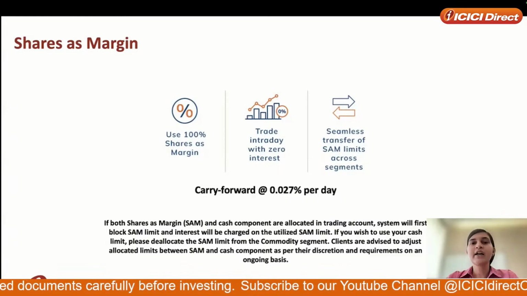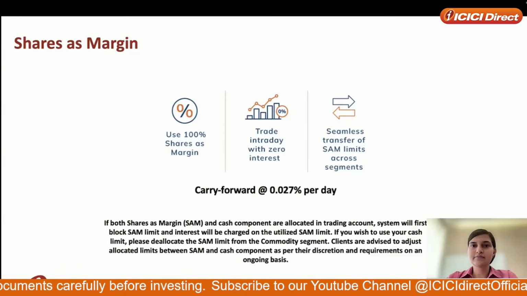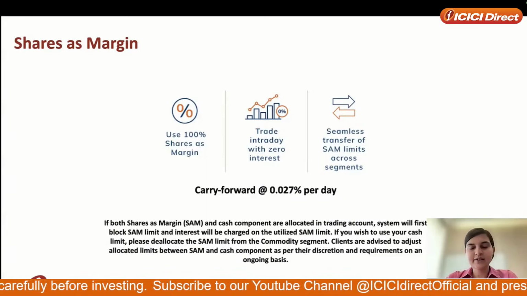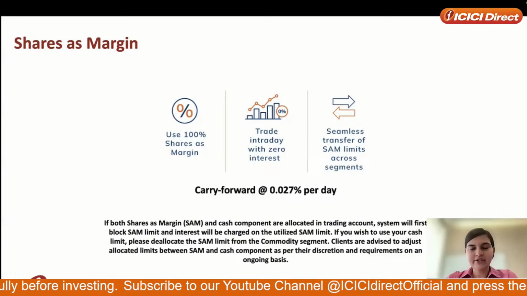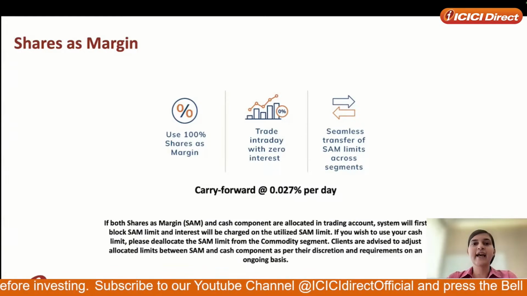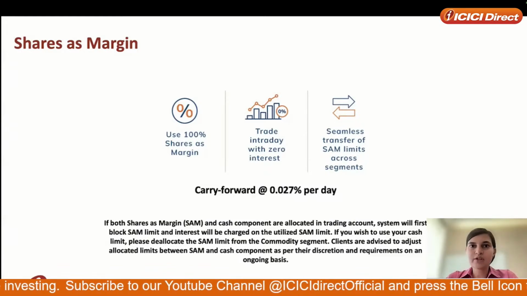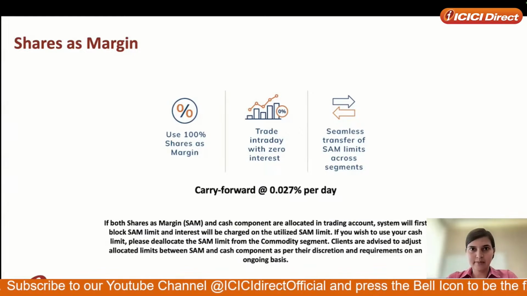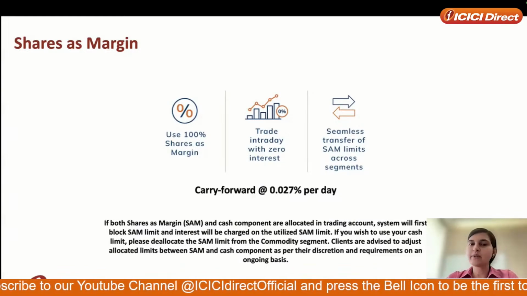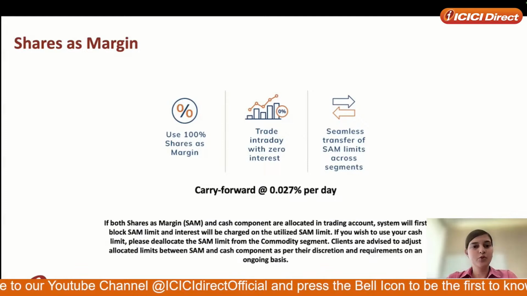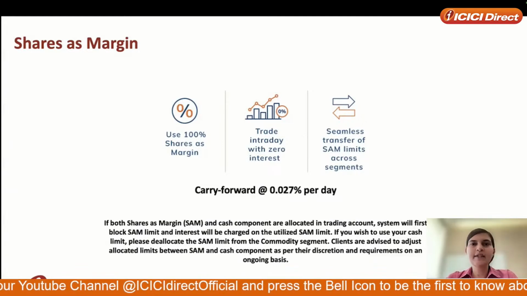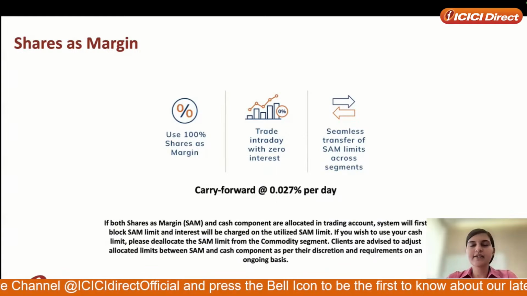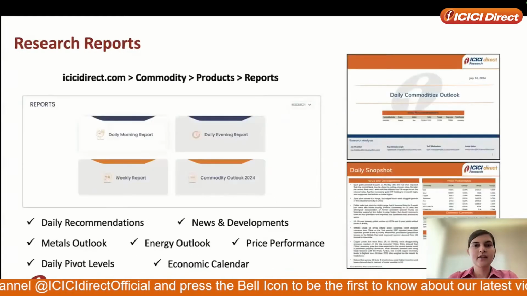Please note, you cannot buy and carry forward your option buy position with shares as margin. You'll have to pay cash next day. If you have SAM and cash limits both available with you, the system will prefer SAM limits, then take up your cash limits for creating the position. If you don't want to use your SAM limits, it's better to deallocate it from the commodity segment and allocate it to another segment.